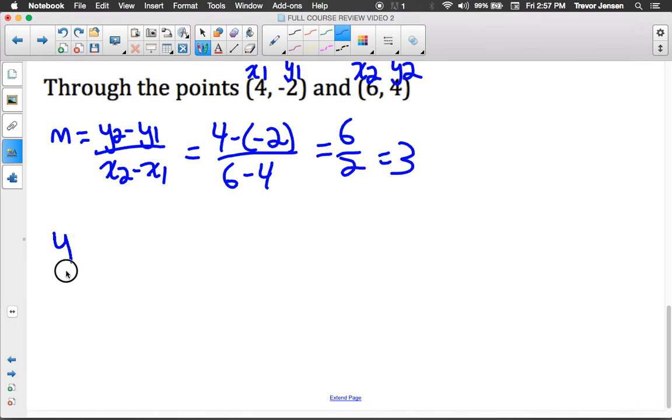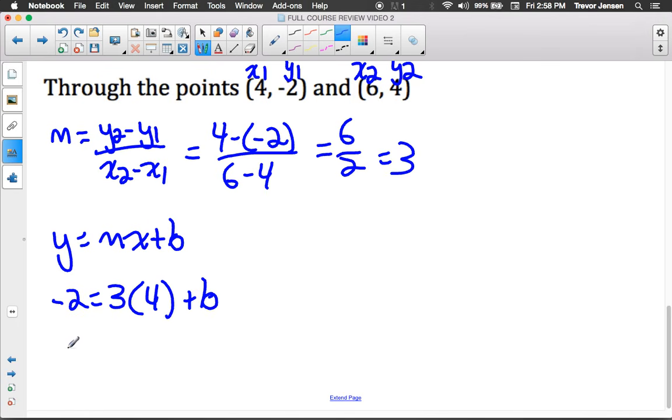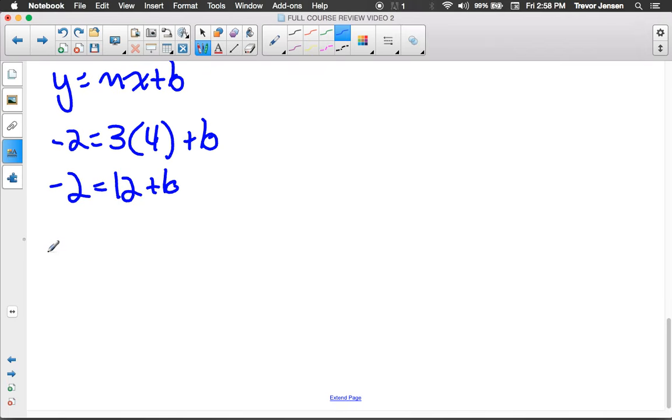I'm going to now, next step, go into y equals mx plus b. I can plug in my m, and I can choose either of these points to be my x and y. Let's just choose the first one here. This is my x and my y, so y is -2, m is 3, and my x is 4. And then we can solve for b. -2 equals 12 plus b. And if we move the 12 over, -2 minus 12 is -14, so b is -14.